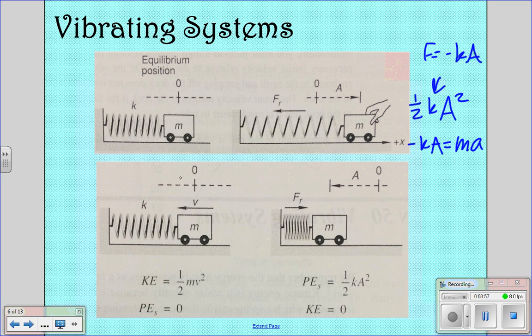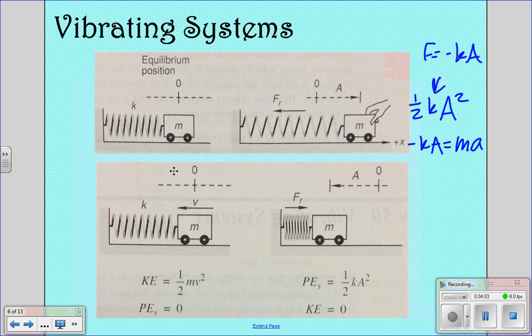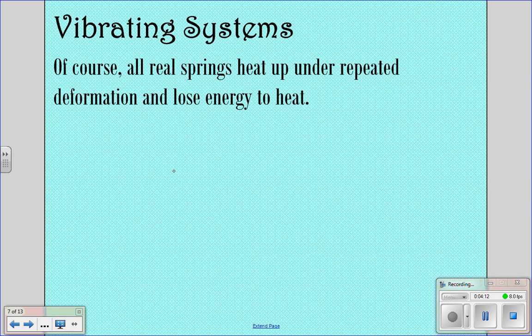The energy that's stored in the spring is going to cause the object to accelerate to the right. And since no energy is lost to friction, the object will go back and forth forever. Of course, all of your objects, all of your springs in real life heat up under repeated movement, and so they lose energy to heat.